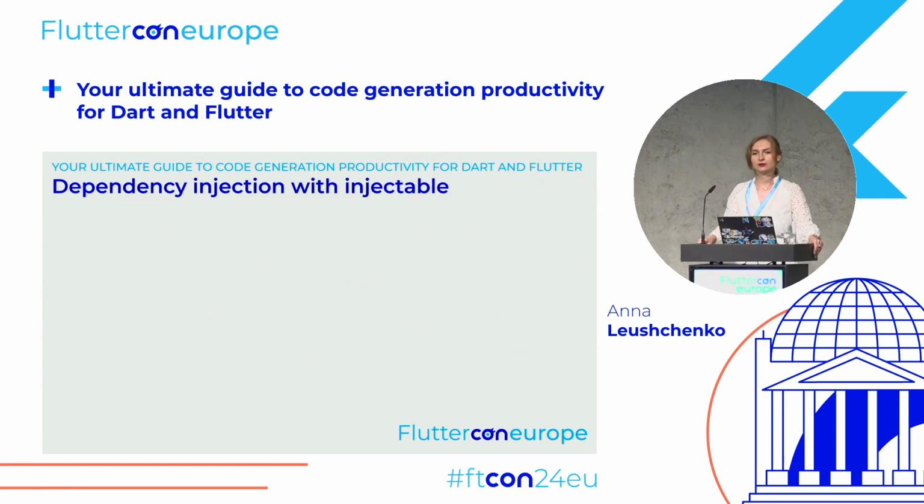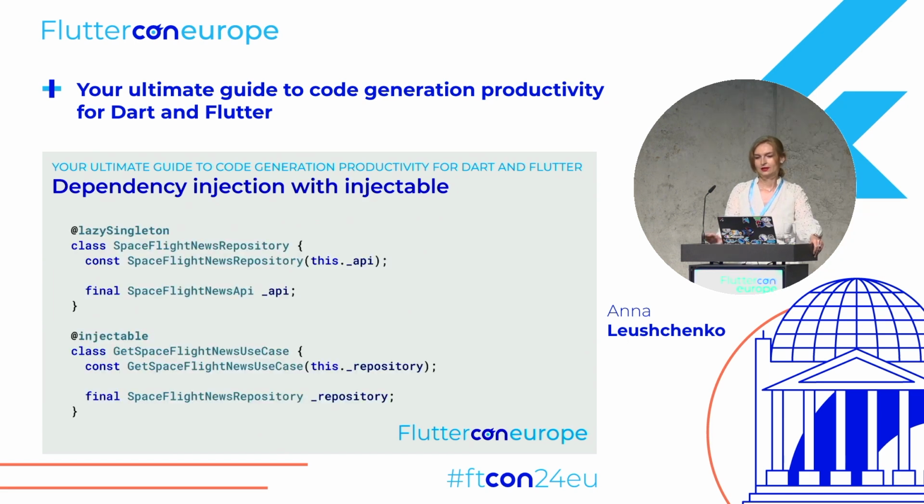Injectable is quite useful for projects that use GetIt as a service locator for dependency injection. So instead of teaching GetIt how to create all of the dependencies manually, you can instead annotate them with special annotations, lazySingleton and injectable, and then after code generation is executed, you will have this method generated, and GetIt will know how to create all of your dependencies.